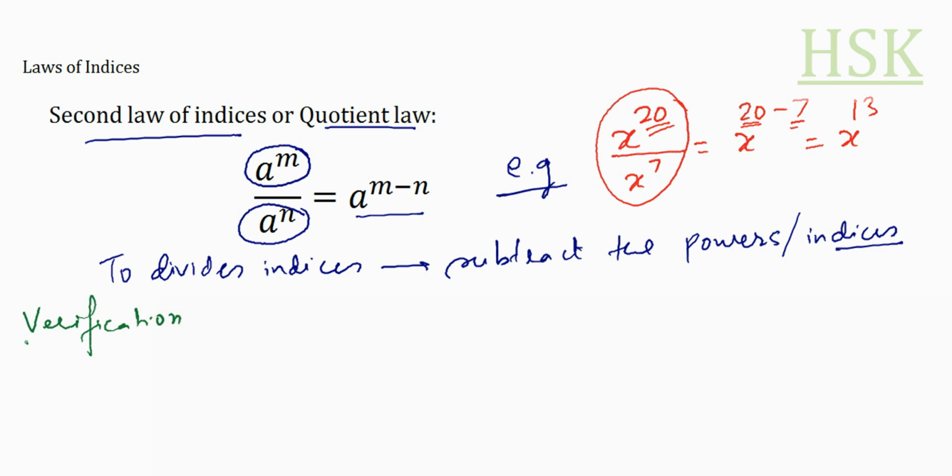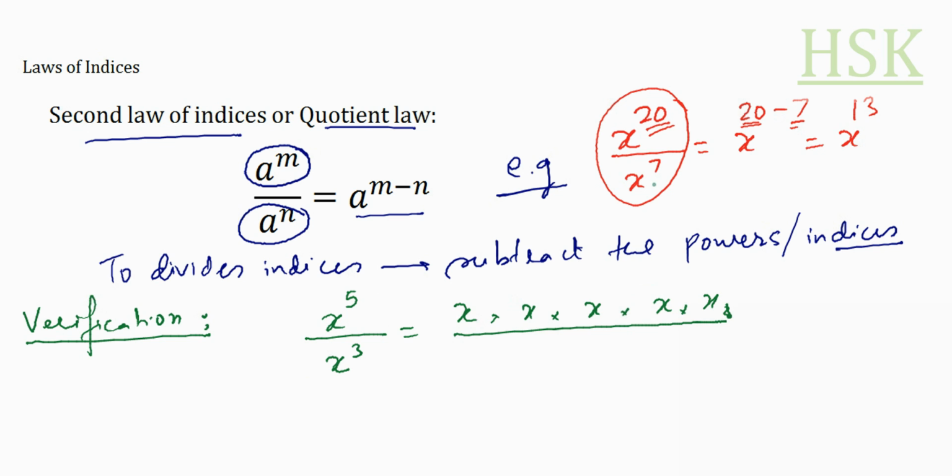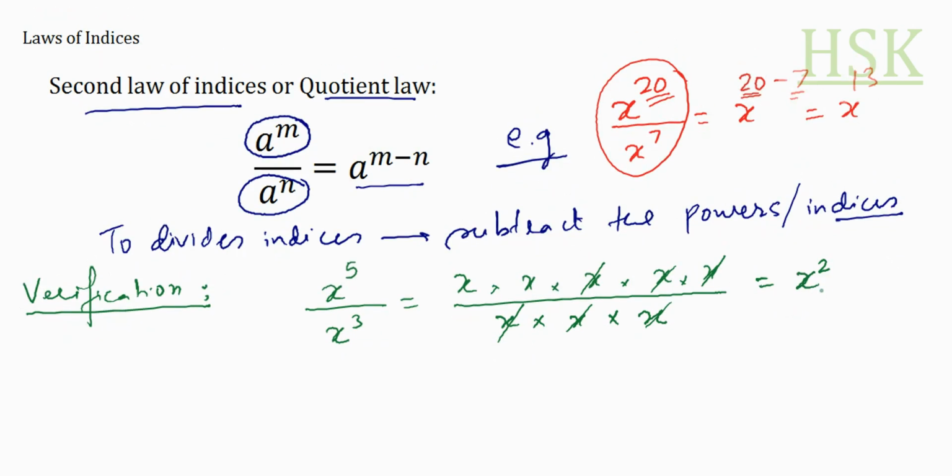Now to verify it, what we do is take some easy values. For example, x to the power of 5 is divided by x to the power of 3. This means x to the power of 5 is x into x into x into x into x, 5 times. And x cubed means x into x into x, 3 times. With simple calculations, you can solve it, and this will be equal to x squared. So this is a proven result.